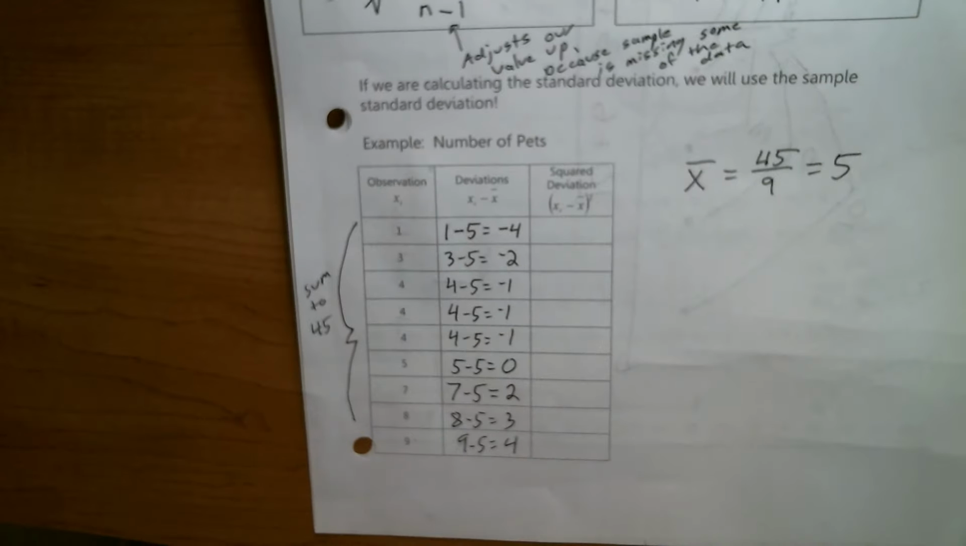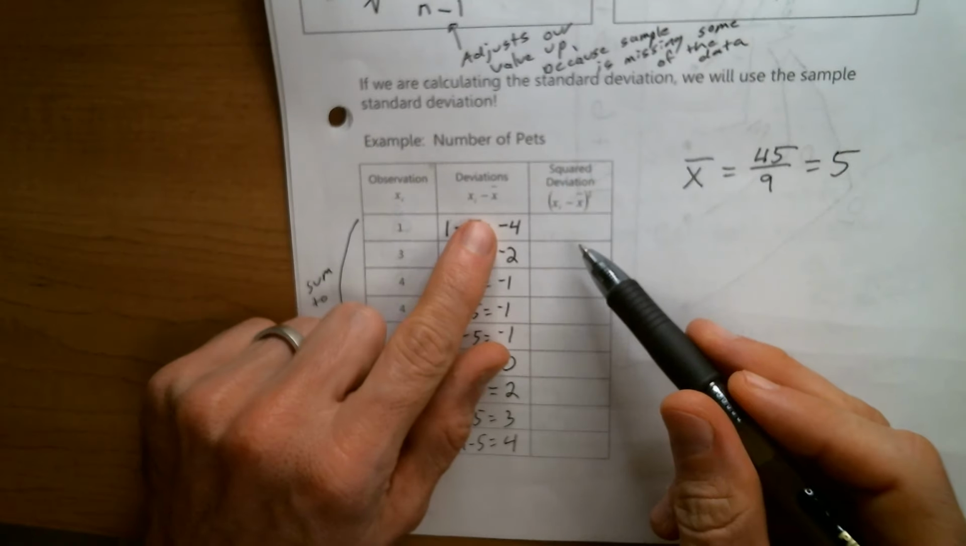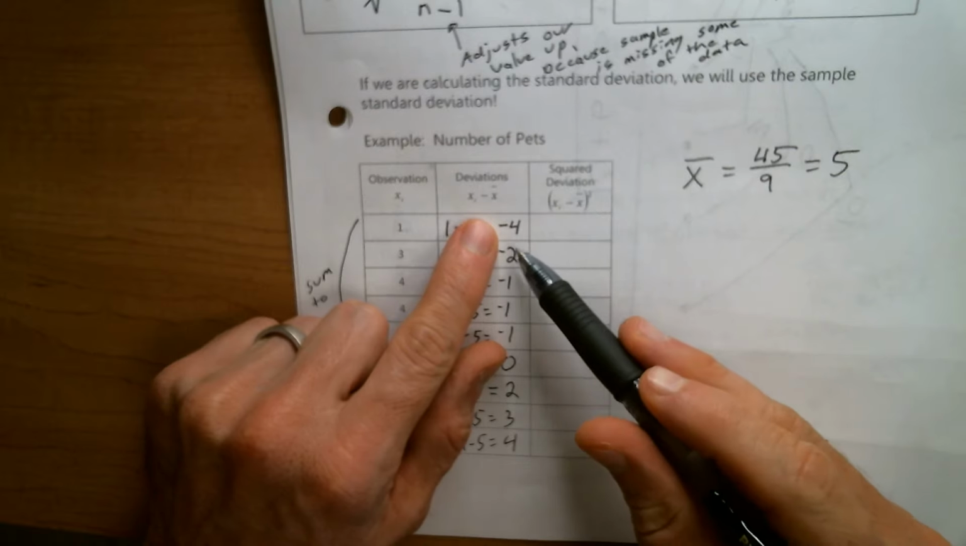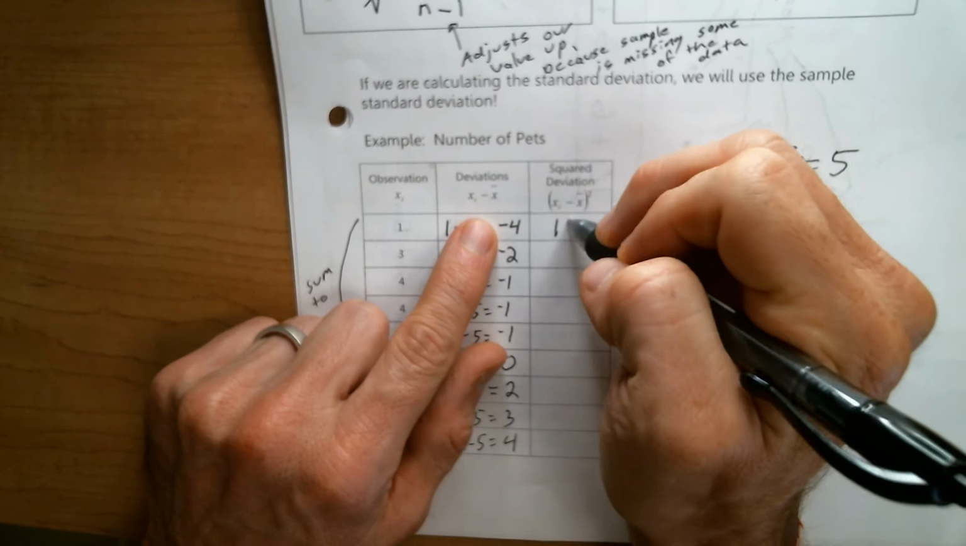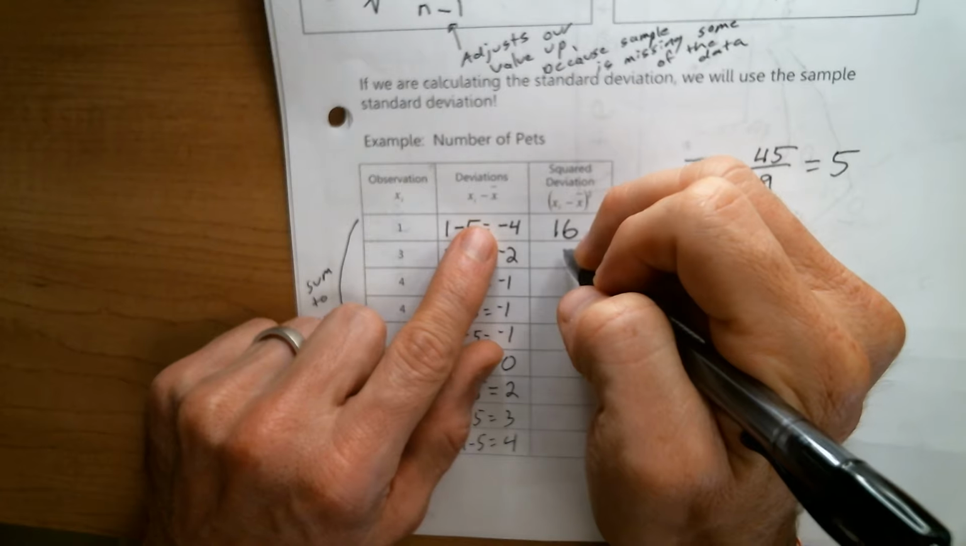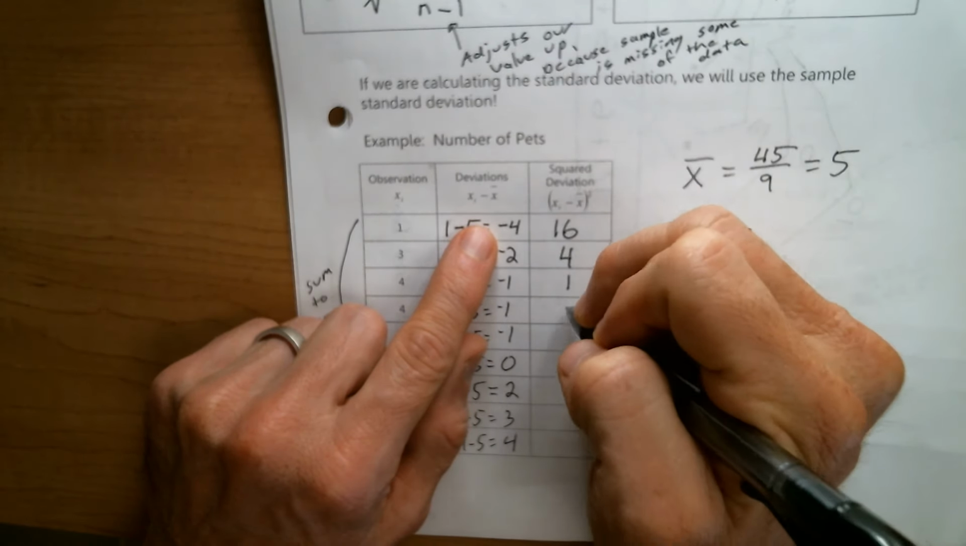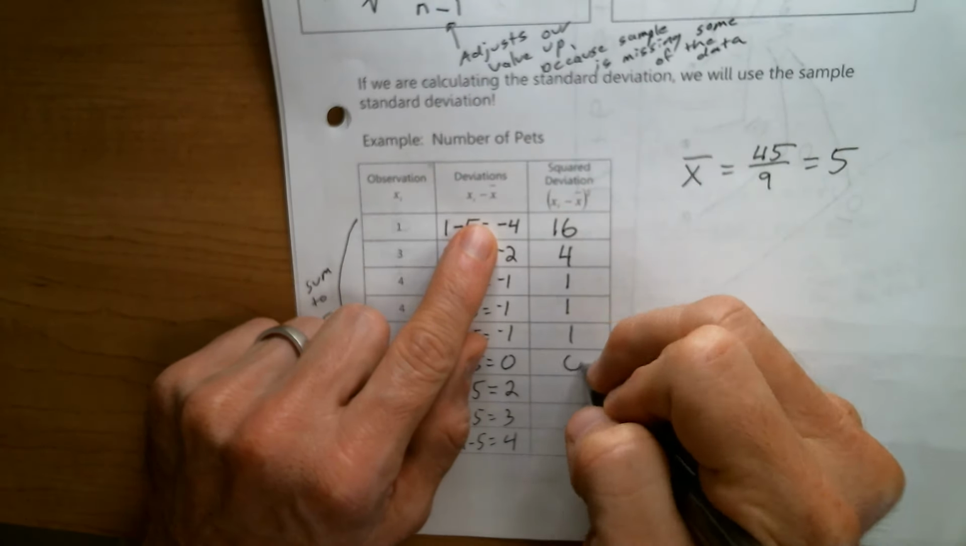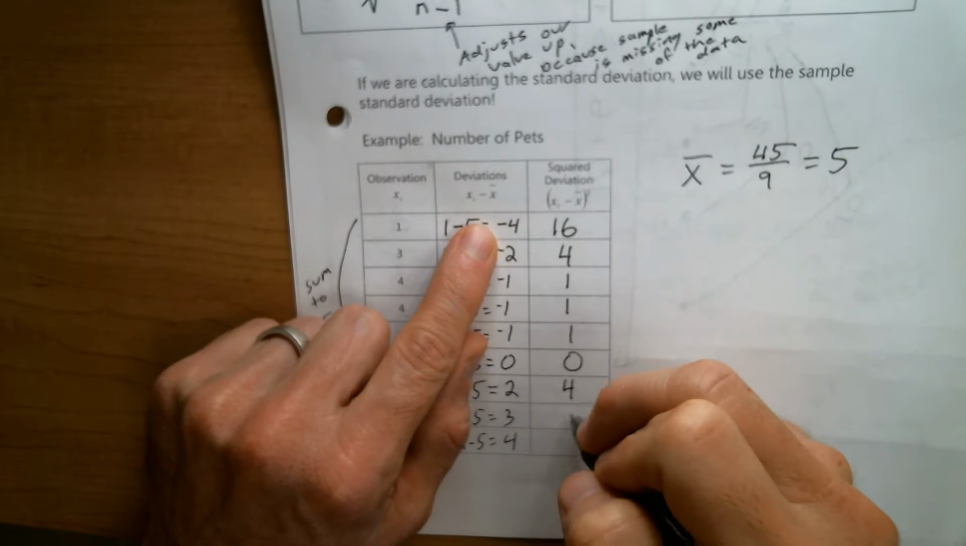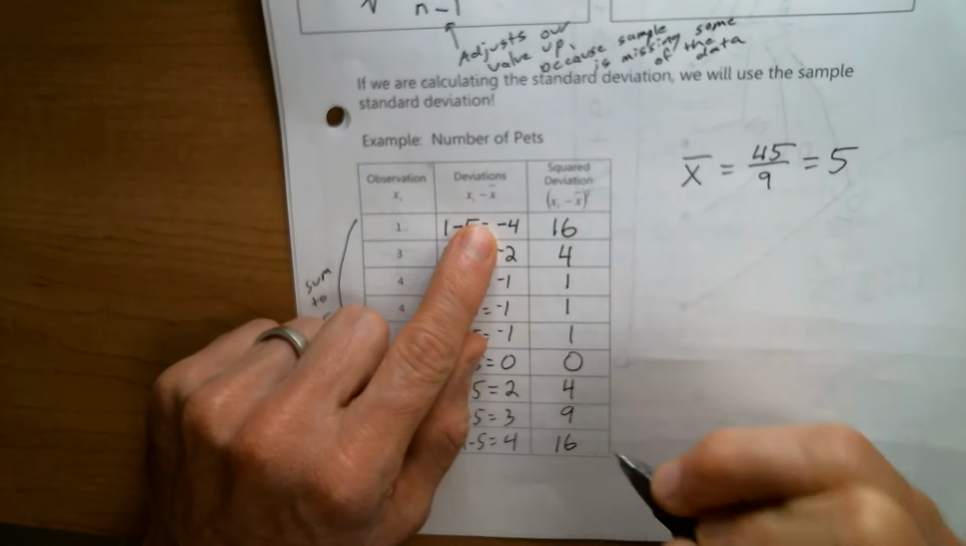So we get around that by squaring them. So we take all of these values and we square them. Because if you do negative 4 times negative 4, it's going to become positive. So we've got 16, 4, 1, 1, 1, 0, 4, 9, 16.